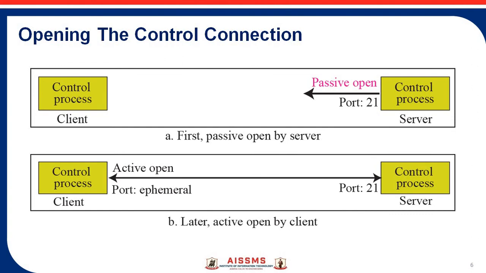The two FTP connections, first one is a control connection and the second one is a data connection. First we will see control connections. The control connections, two steps are there. First one, the server issues passive open on the well-known port 21 and waits for a client. Second, the client uses an informal port and issue an active open. The connection remains open during the entire process.